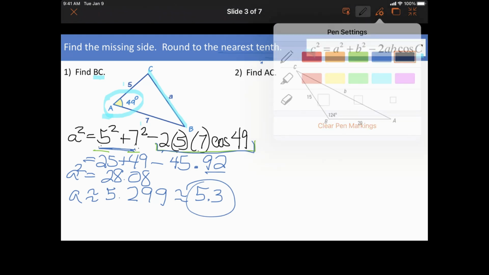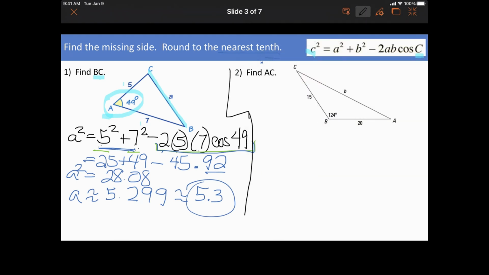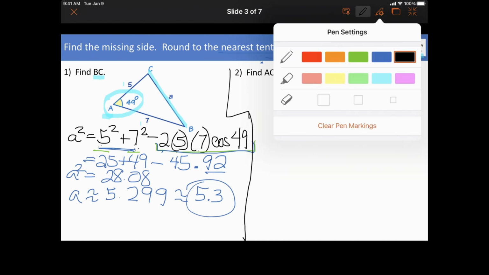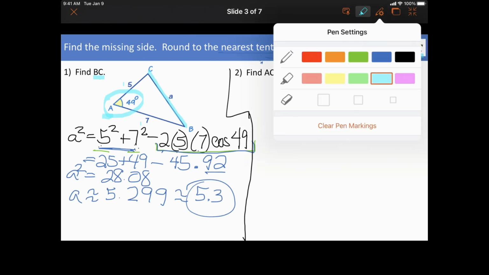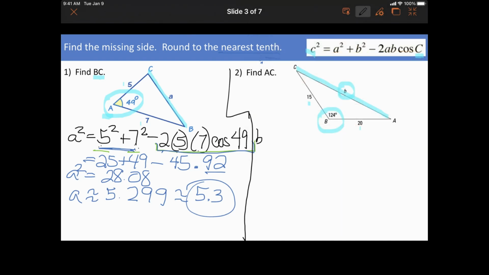All right, let's do the next one. Now, if you want to try the next one on your own, more power to you. So now we're looking for AC. That's here. This is the angle that we're given, and this is the one we're looking for. So we're looking for b, and these are the two that flank it. So I'm doing b squared equals 15 squared plus 20 squared minus 2 times 15 times 20 times cosine of 124.